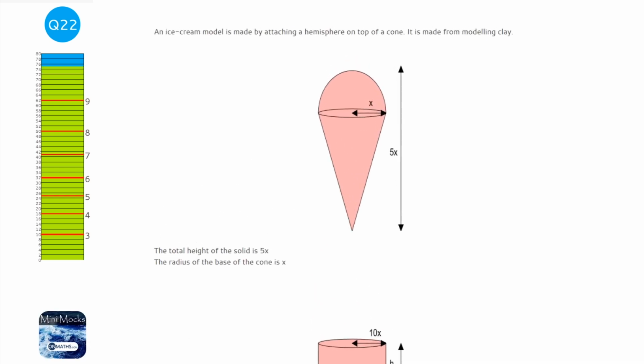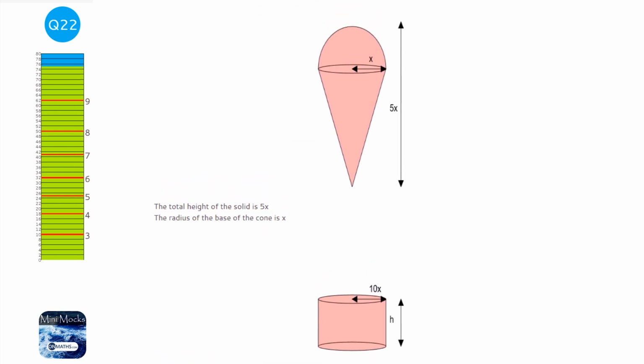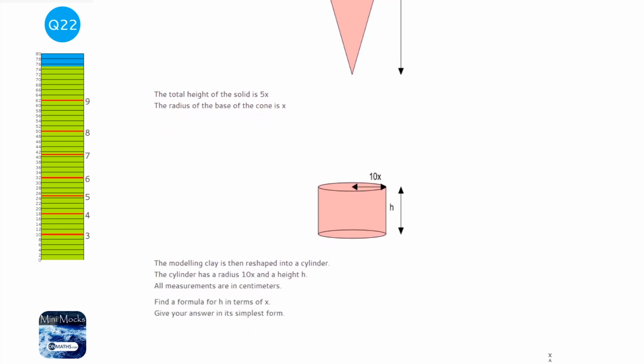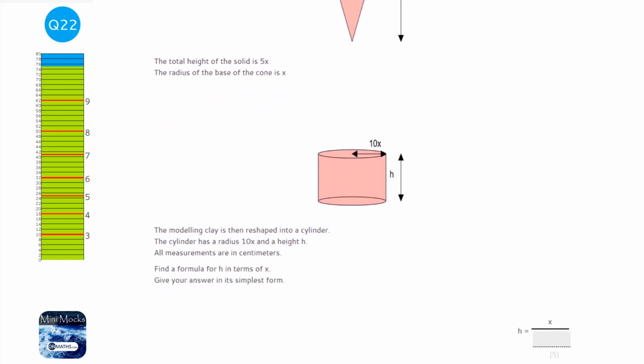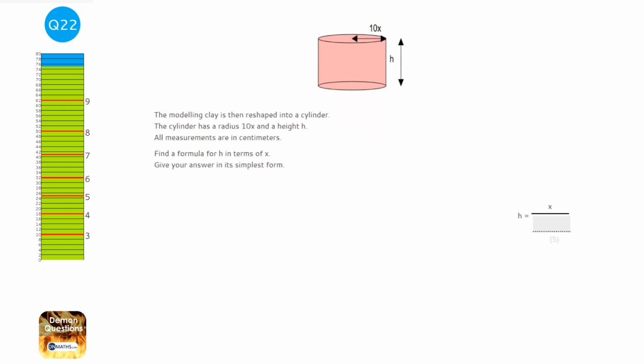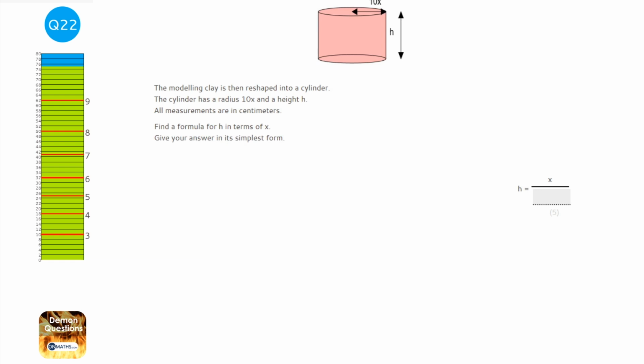Okay, so this doesn't seem like the easiest question because there are three shapes going on. There are no numbers in it at all, and we're asked to find a formula. So the first place I'd start is working out, first of all, what are the formulas we'll need? Well, let's have a look. So we've got a hemisphere.